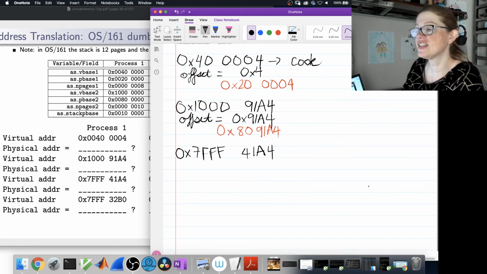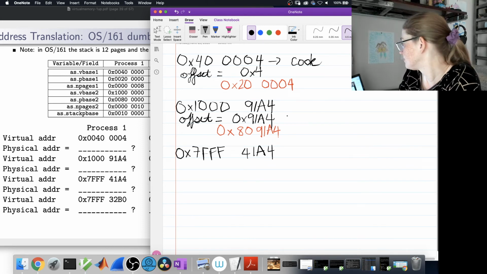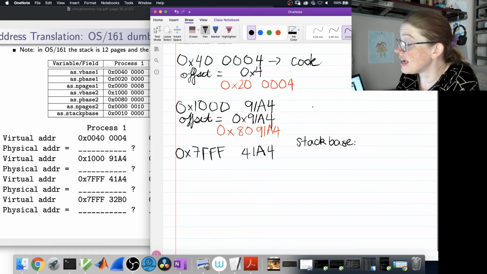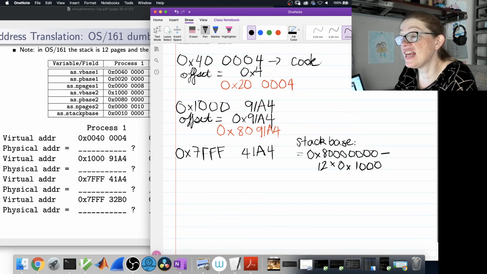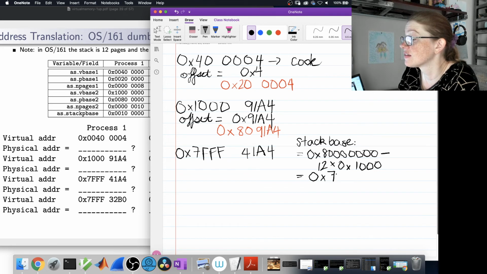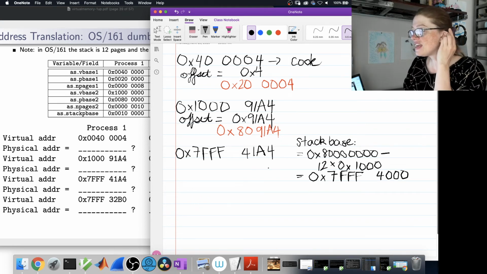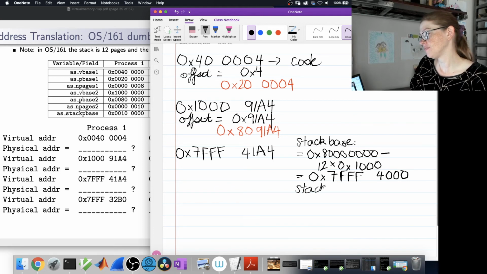Now the first question we have to ask, because it's not given here, is what is the stack base? The stack base is equal to this calculation here. That is user stack minus number of pages times the page size. So you end up with stack base is that address there. And then stack top is equal to user stack.